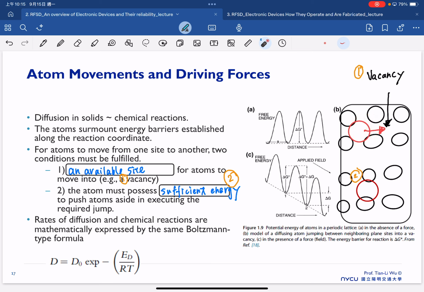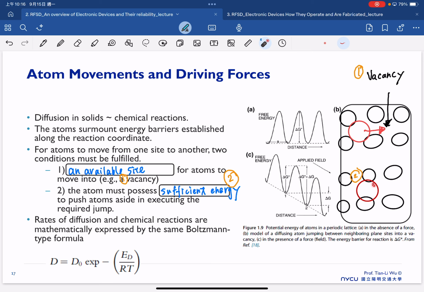So if we try to draw the energy from here to here, we can expect the region where we have two atoms in between to be the region with high energy, and the region where we have no atoms nearby to be the region where we don't have the energy.